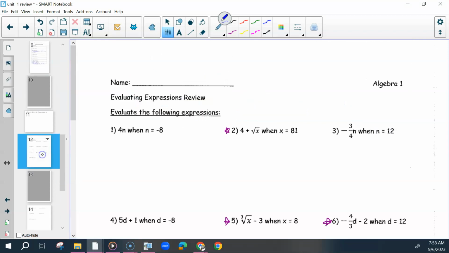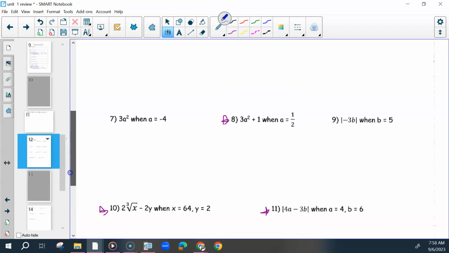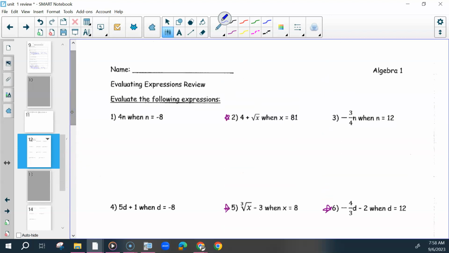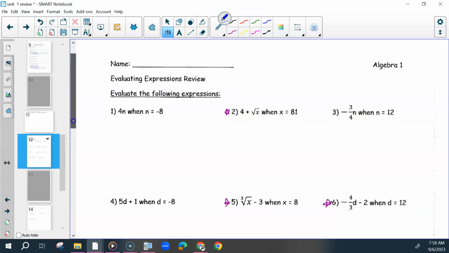So the next page should be this. Now this is just more of what we were doing yesterday, evaluating. Which of these, if any, do you want to go over? Do you have questions about? Some of them aren't going to be... I was thinking they were, but. Number 2, 4.